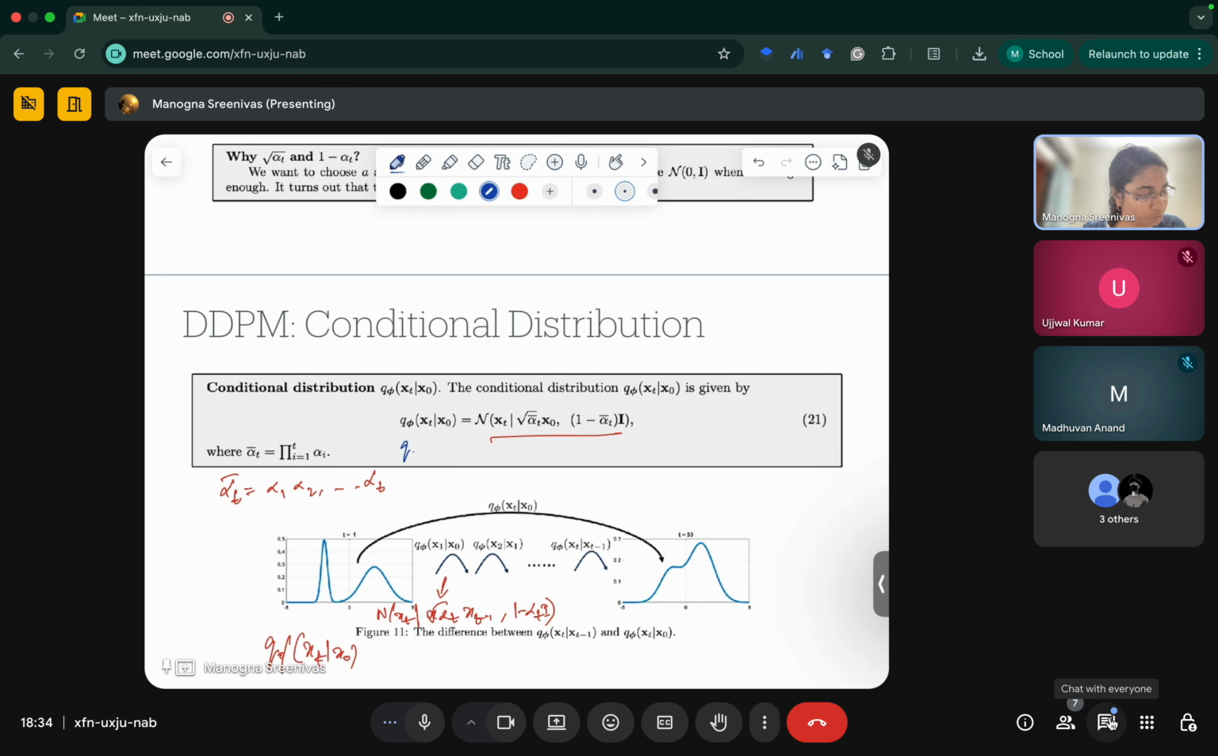Using q phi of xt given xt minus 1, which is a Gaussian with mean square root of alpha t times xt minus 1 and variance 1 minus alpha t times I. This is alpha t bar and this is alpha t, and here the mean depends on x0, that is the original image. Here it depends on the previous latent.